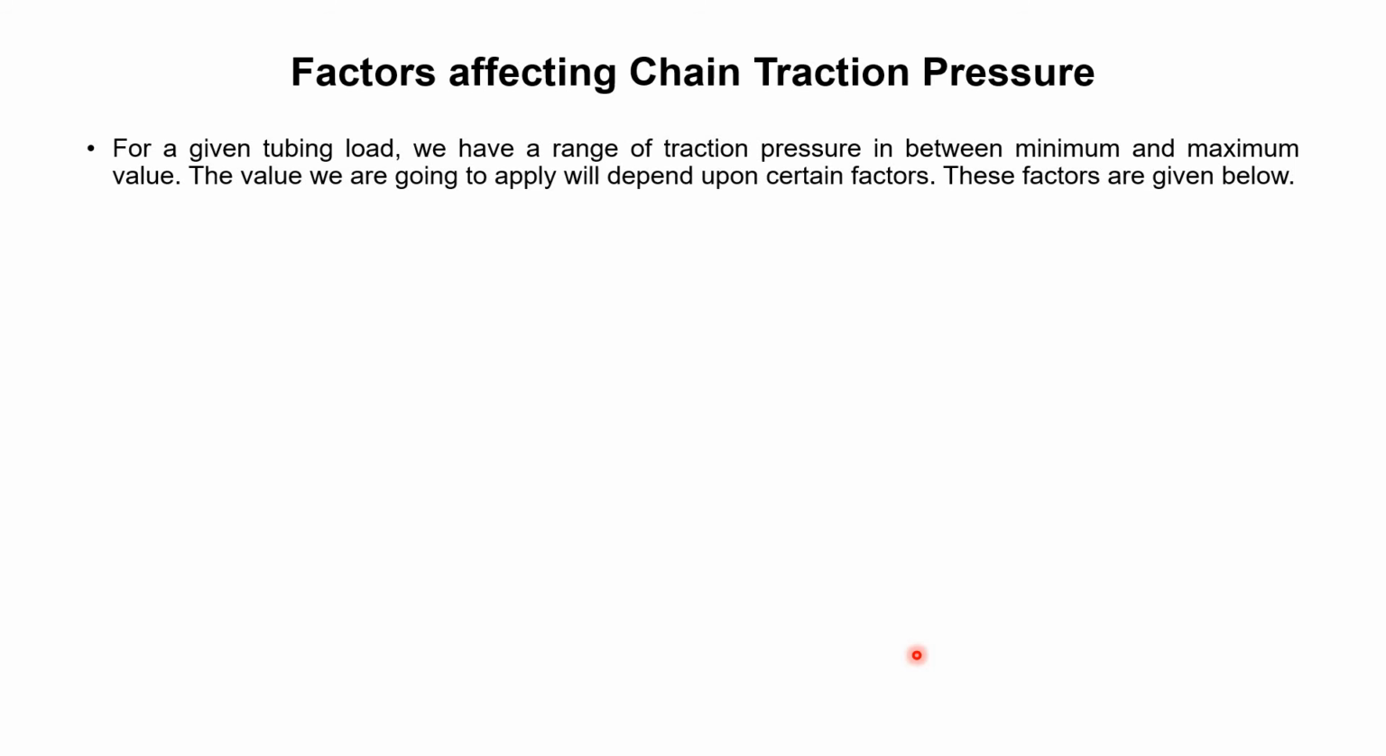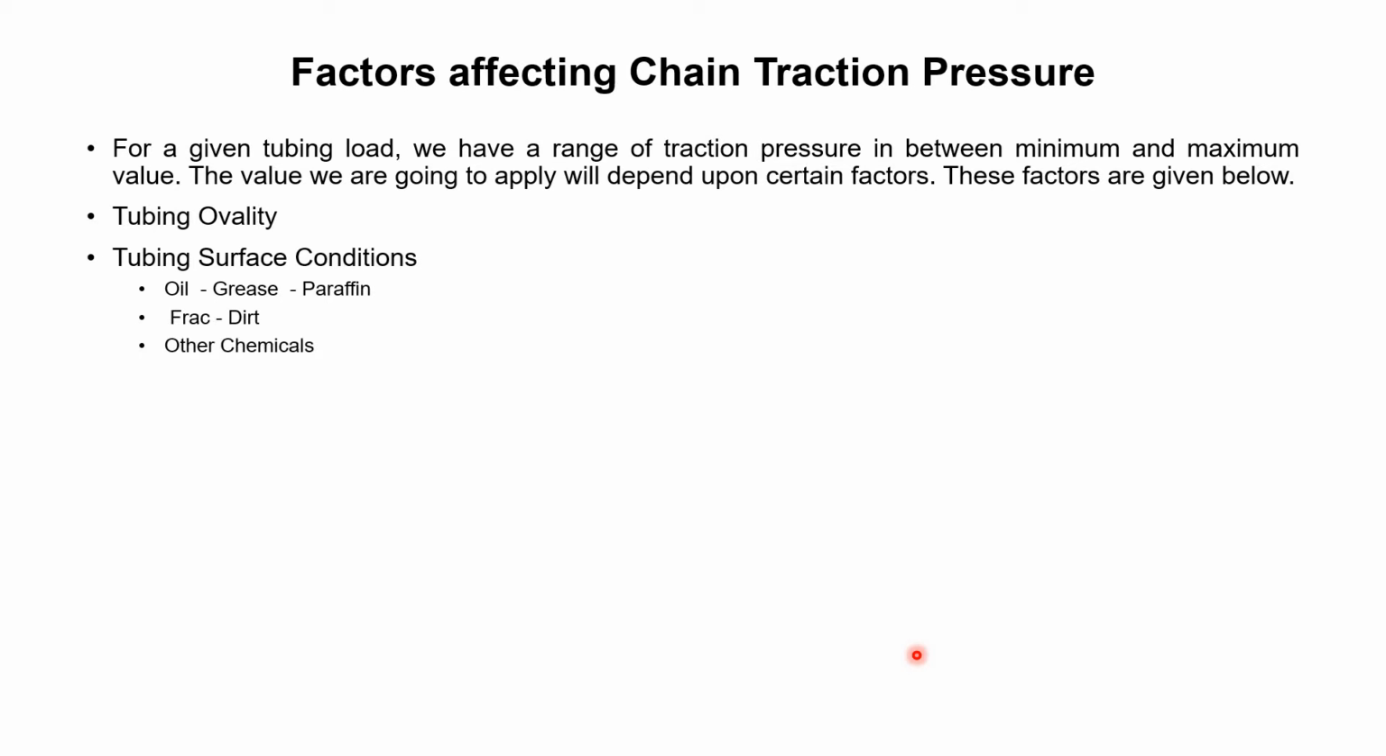Here are some factors affecting the chain traction pressure range. For a given tubing load, we have a range of traction pressure between minimum and maximum value, as we have just discussed. The value we are going to apply will depend upon some factors, and these factors include tubing ovality. If the ovality is higher, then we'll need more traction pressure. Tubing surface conditions: if we have oil, grease, paraffin on the tubing surface, we'll need higher pressure. Also frack fluid, dirt, other chemicals, sand.